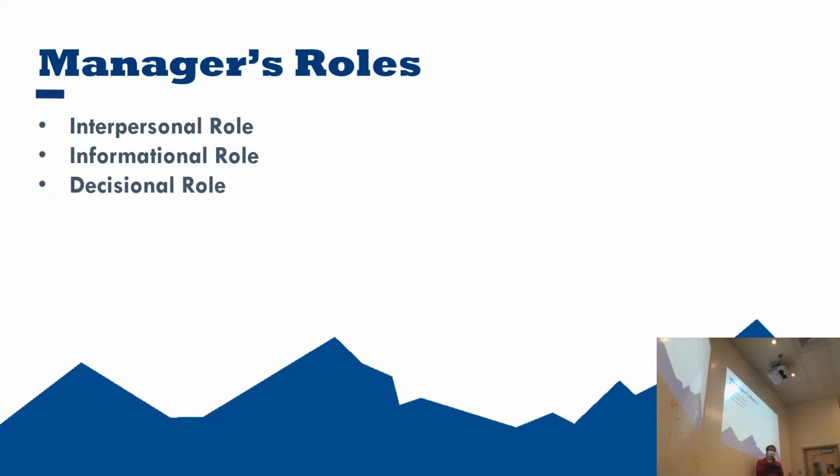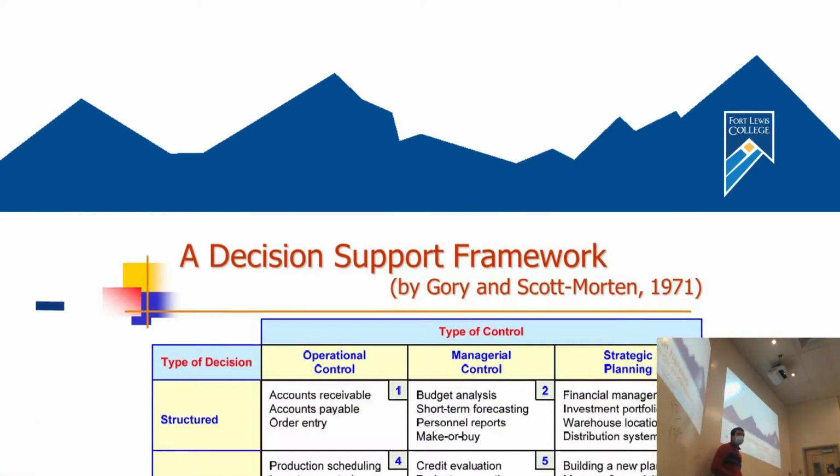Okay, and then lastly, decisional. So decisional is all about making decisions on behalf of the company, like we talked about. These may be decisions for resource allocation. These may be decisions for hiring and firing decisions. These may be decisions for where to put a new facility. Okay? All of these are decisional. So those are the three primary roles that managers have.